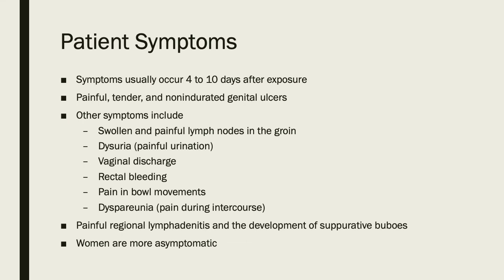With lymph node involvement, fever, chills, and malaise may develop. Other symptoms of chancroid include dysuria, vaginal discharge, rectal bleeding, pain in bowel movements, and dyspareunia. If left untreated, individuals run the risk of progressing to painful regional lymphadenitis and the development of suppurative buboes.